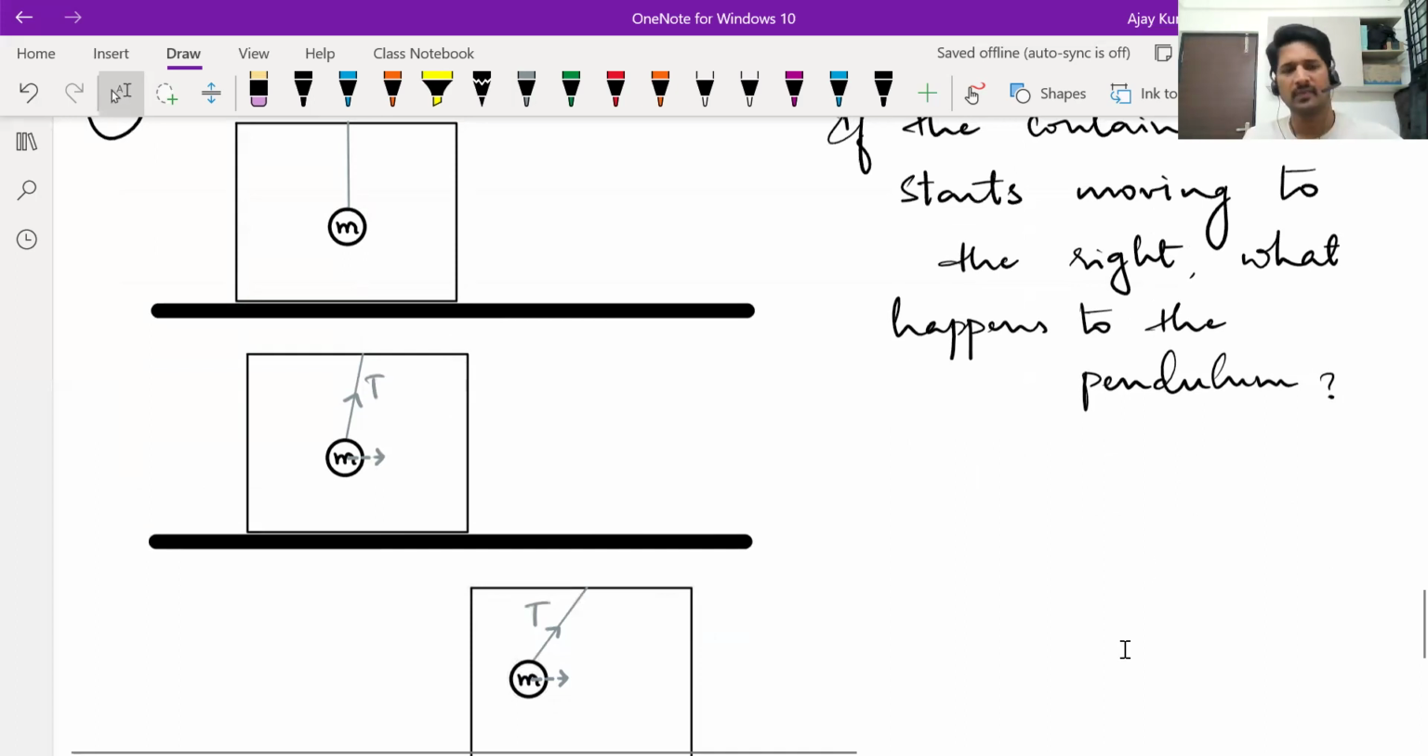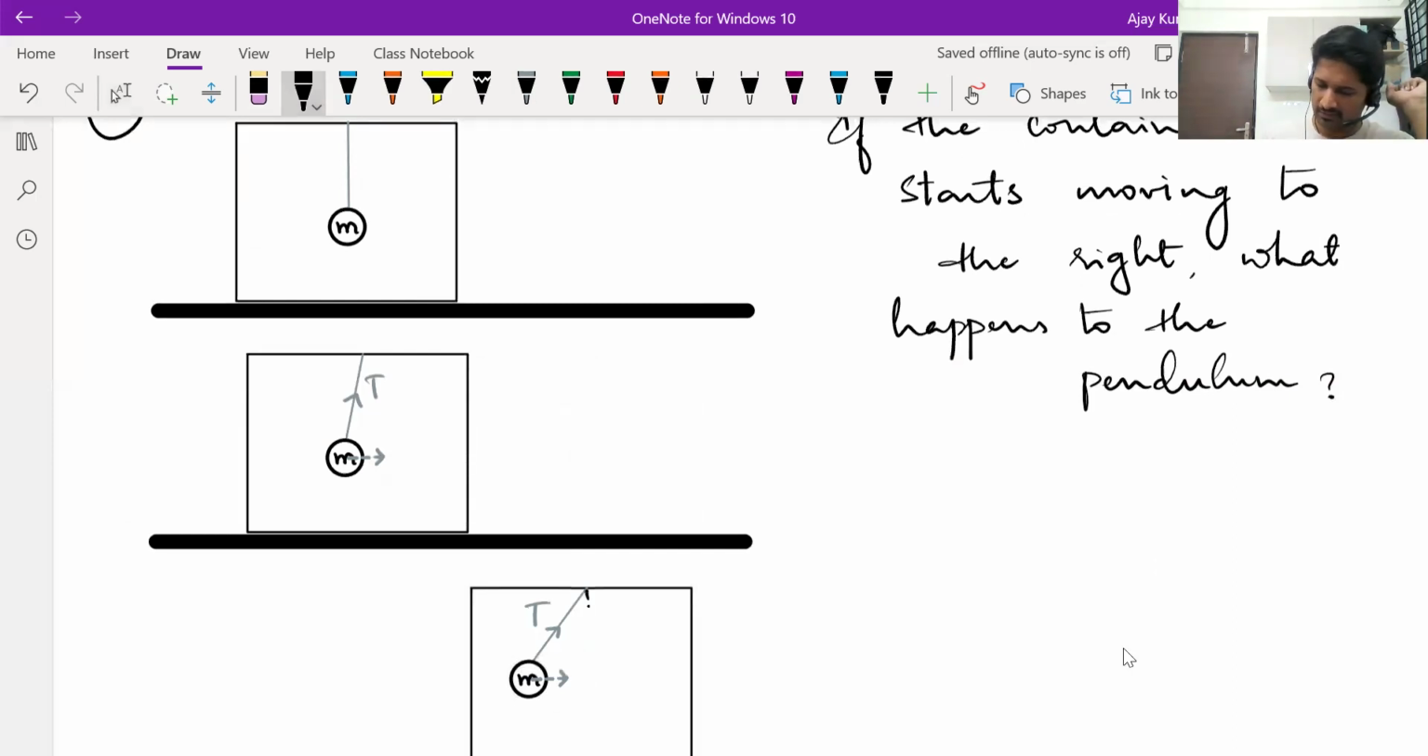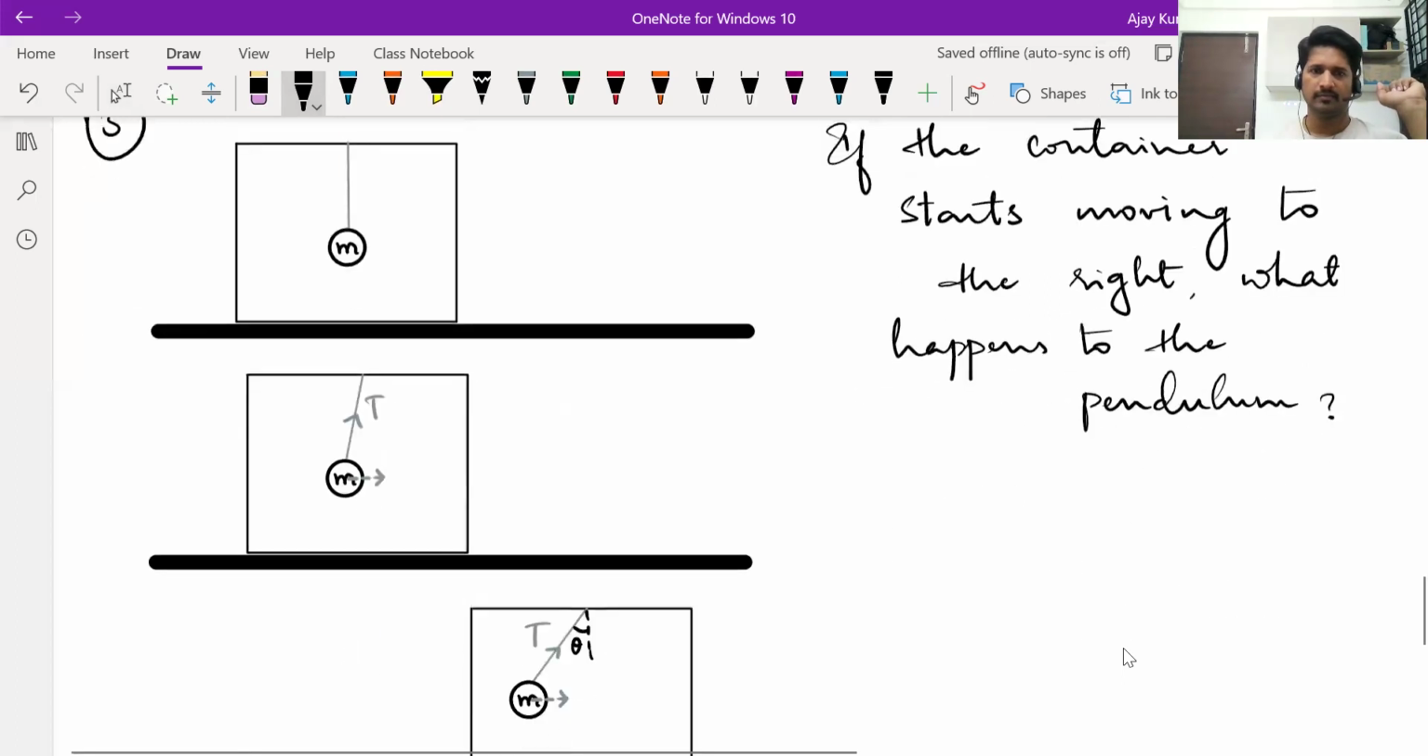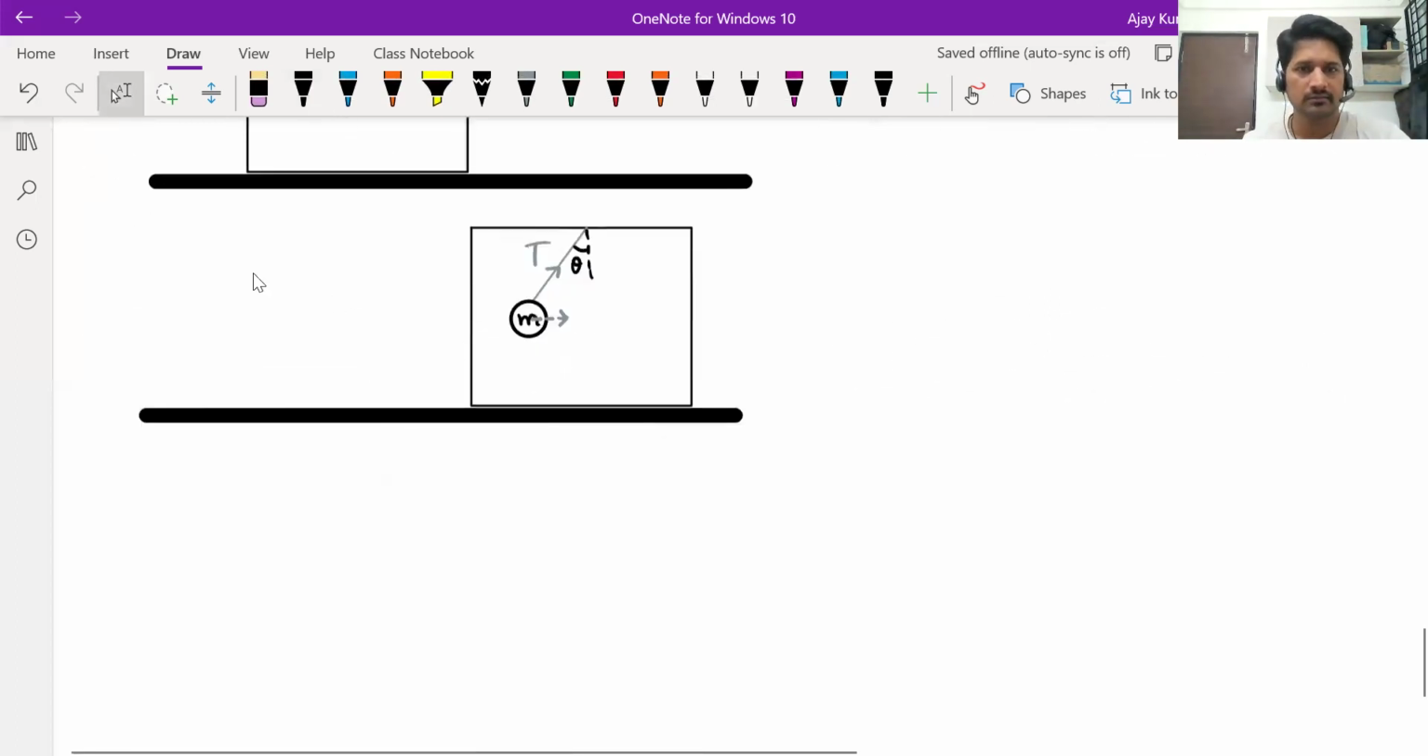Okay. And if the container continues accelerating that way, the bob will swing and finally settle at one position. Okay, it will come to equilibrium with respect to container at one position. Position means at one particular angle with the vertical, it will settle. The question is to derive that angle.